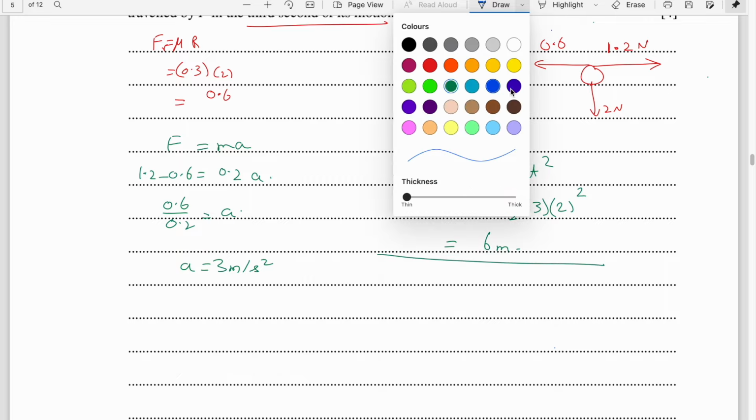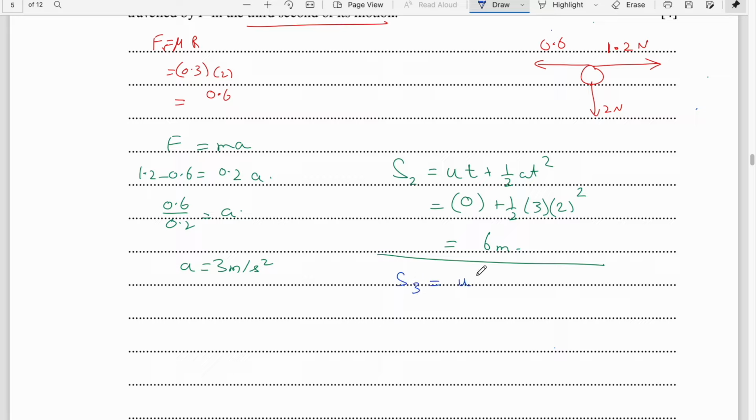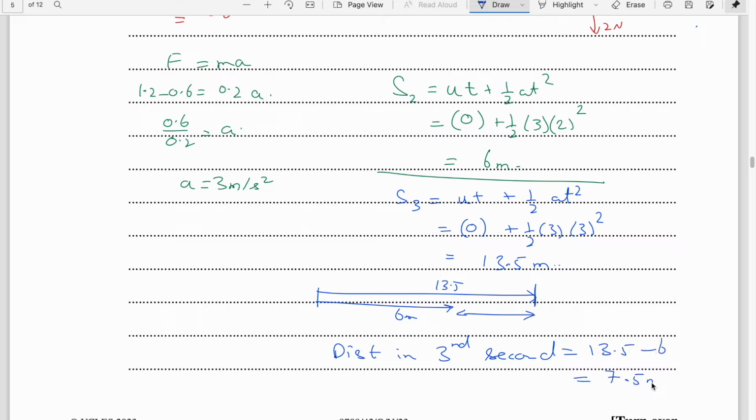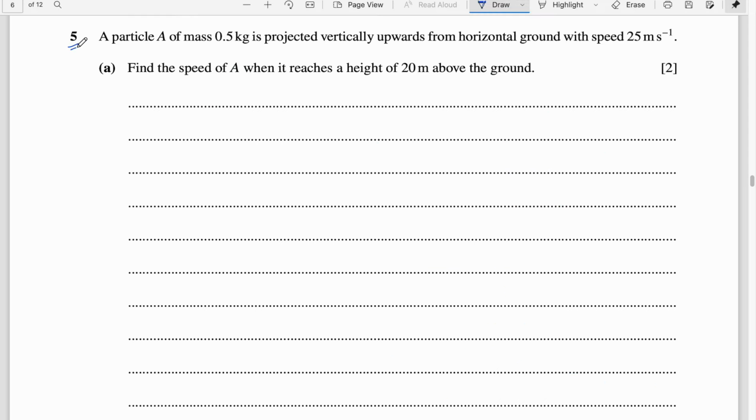Now let's find the distance traveled in first 3 seconds. So S3 should be ut plus half at squared. Initial velocity is 0, acceleration is 3, time is 3. So in first 3 seconds, total distance traveled is 13.5 meters. So S3 is 13.5, S2 is 6 meters. So this is the distance covered in the third second. So distance in third second is equals to 13.5 minus 6, 7.5 meters.